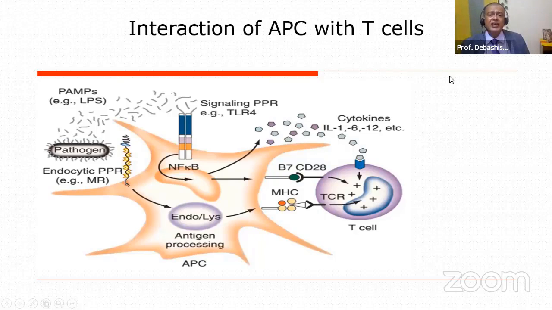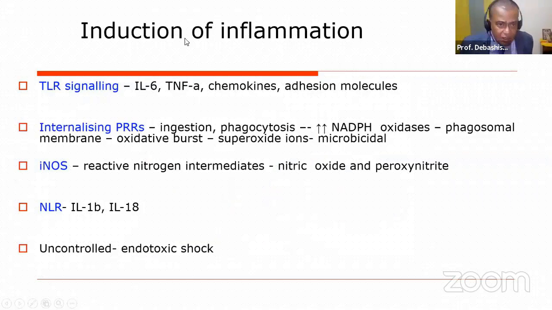The ultimate end result is production of pro-inflammatory cytokines to attack the bacteria-invaded cells. Now, induction of inflammation happens by TLR signaling using IL-6, TNF alpha, various chemokines and adhesion molecules. Internalizing PRRs, as I have mentioned to you, act by ingestion, phagocytosis, by upregulating NADPH oxidases, phagosomal membrane oxidative burst, and superoxide ion production killing microbes.